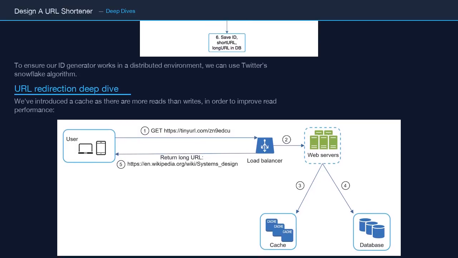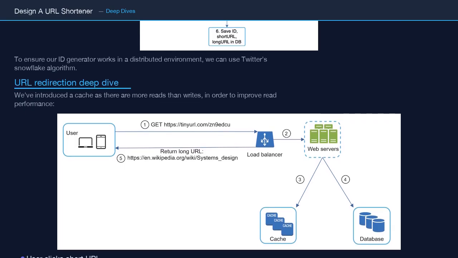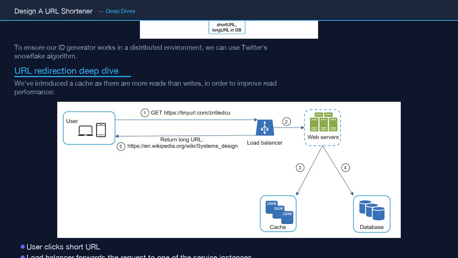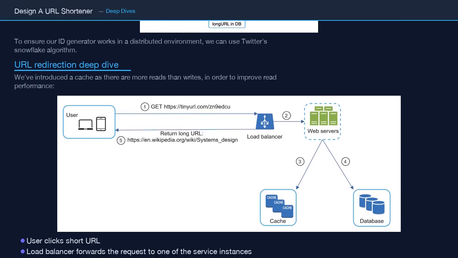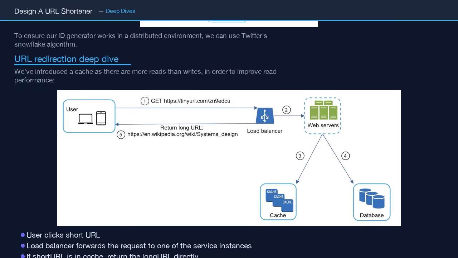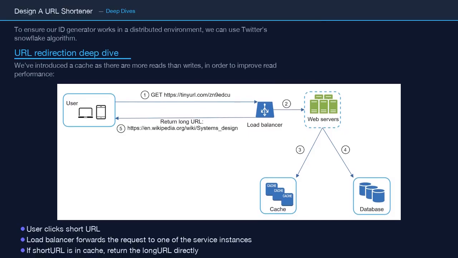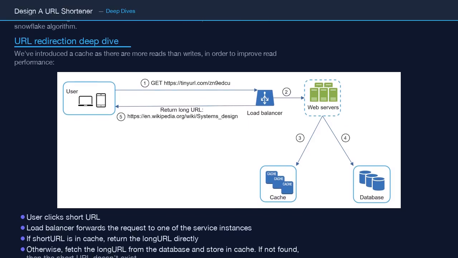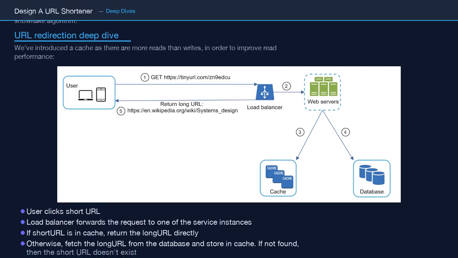the service instances, the service checks the cache first, if the short URL is there, it returns the long URL immediately. If it's not in the cache, it falls back to the database, stores the result in cache for future requests, and returns the long URL. If the short URL isn't found in the database either, then it simply doesn't exist.